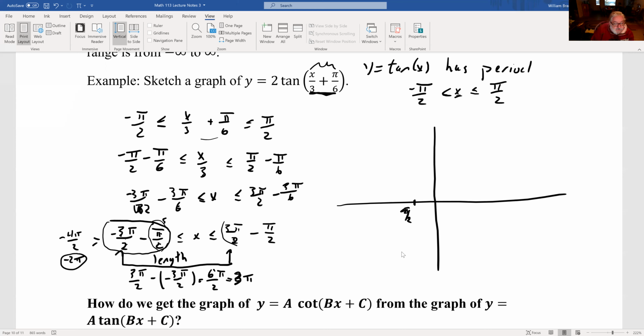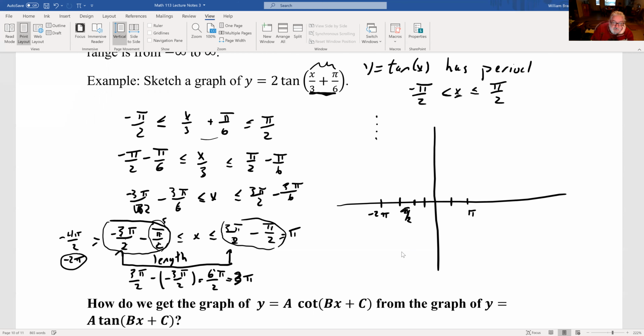If we calculate this number, which is 3 pi over 2 minus pi over 2, that's 1 pi over 2. No, 3 pi over 2 minus pi over 2 is 2 pi over 2, which is 1 pi. We're actually starting at minus 2 pi. We'll be going to pi. How do we graph the function? Halfway in between, cut that in half, cut that in half.